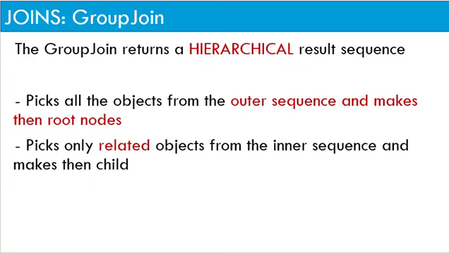The group join creates a hierarchical result sequence. It picks all the objects from the outer sequence and makes them root nodes. And it picks only related objects from the inner sequence and makes them child nodes. In simple words, it just arranges the related objects of the inner sequence to the objects of the outer sequence.